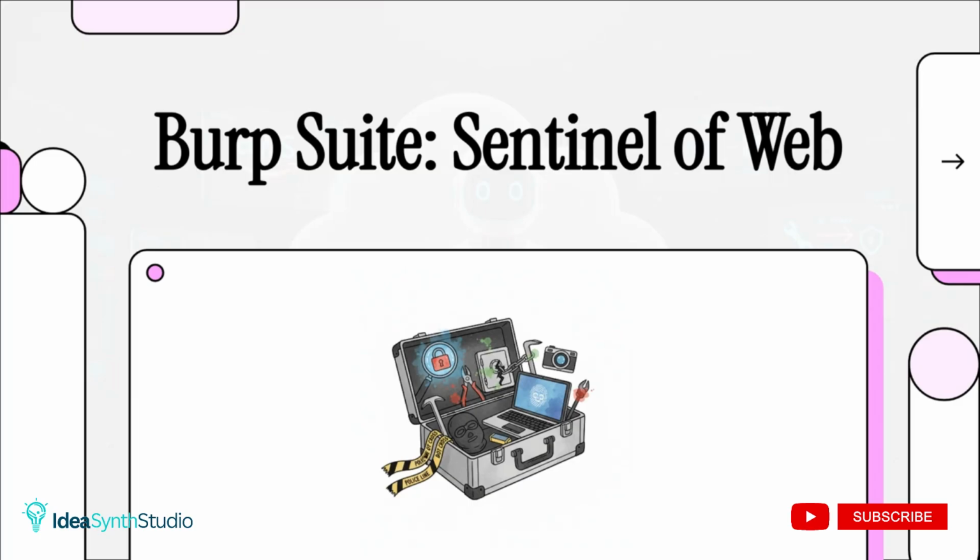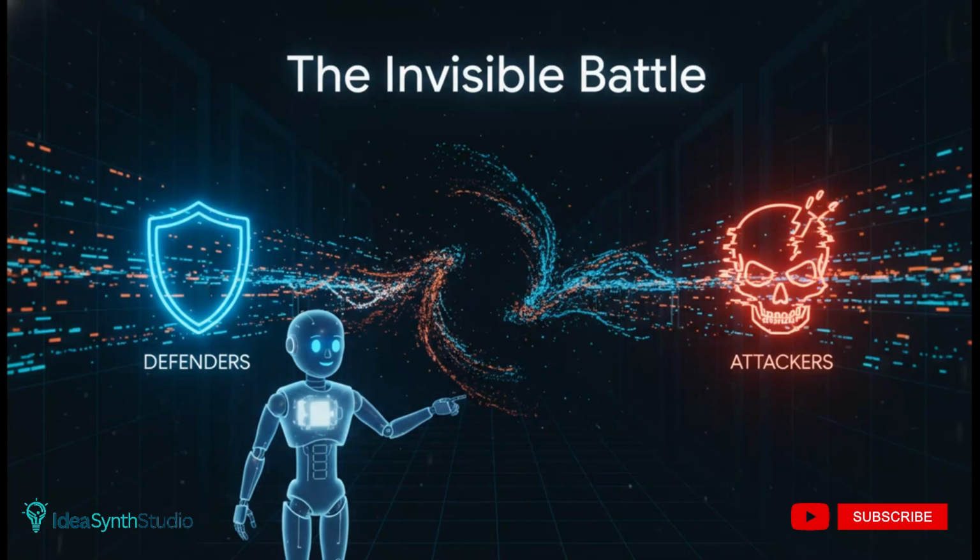Today, we're diving deep into a tool that's basically the sentinel of the web, the guardian at the gates. We're talking about Burp Suite. Every single time you're online, there's this invisible battle going on. Every click you make sends data flying back and forth, and there are two groups looking for the exact same thing in that data stream: weaknesses. The bad guys want to exploit them, and the good guys, well, they need to find them and patch them up first. It's this non-stop, silent tug of war.